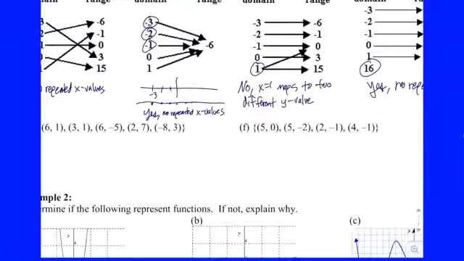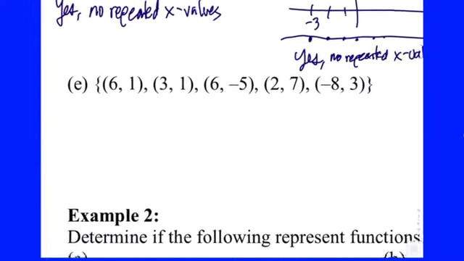These are representatives of possible functions listed as ordered pairs. Say if they are or if they're not function representations, why or why not?